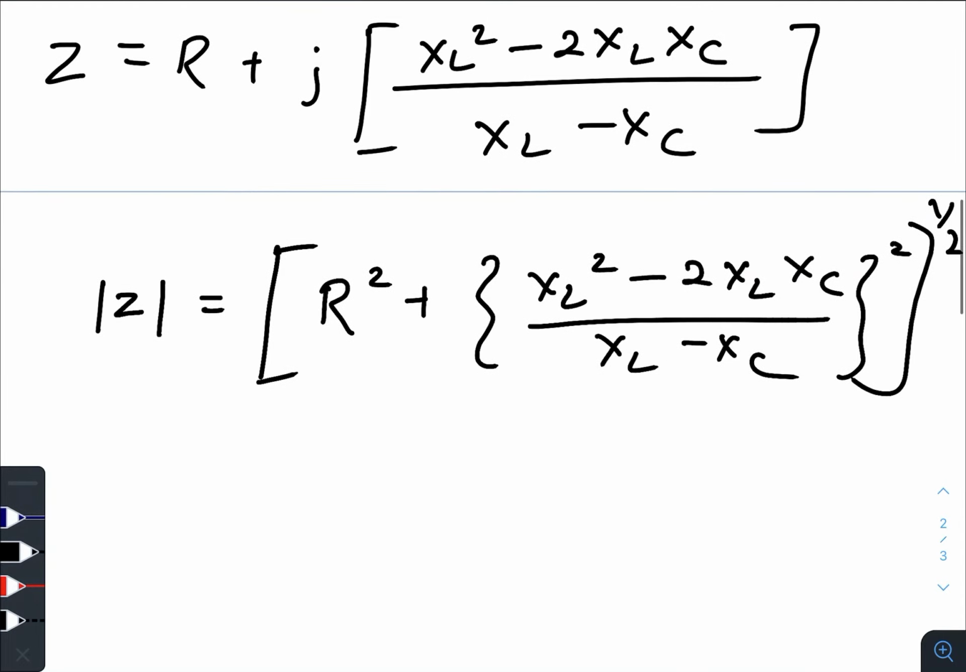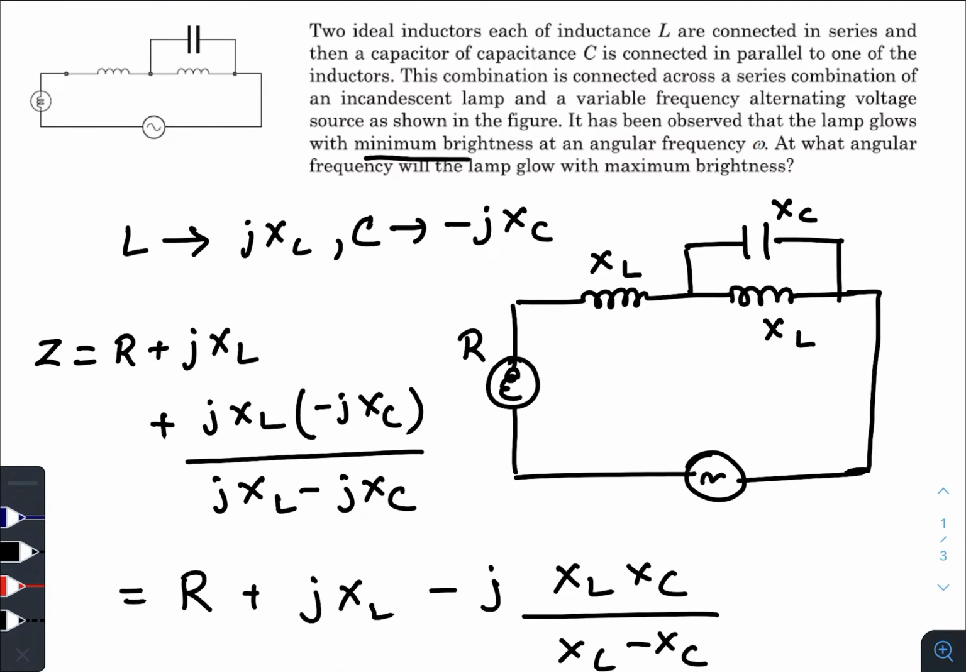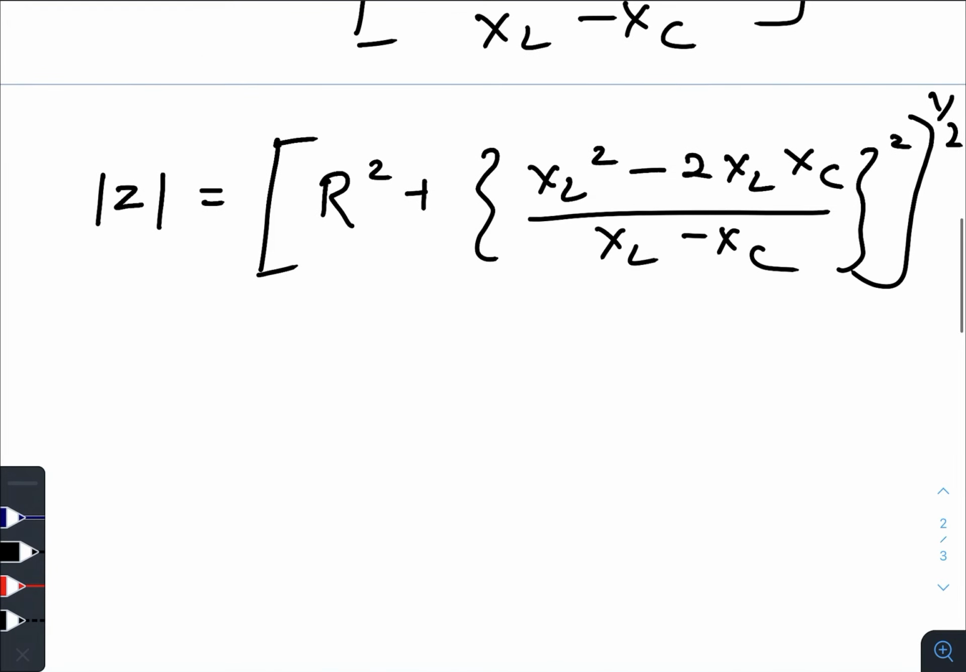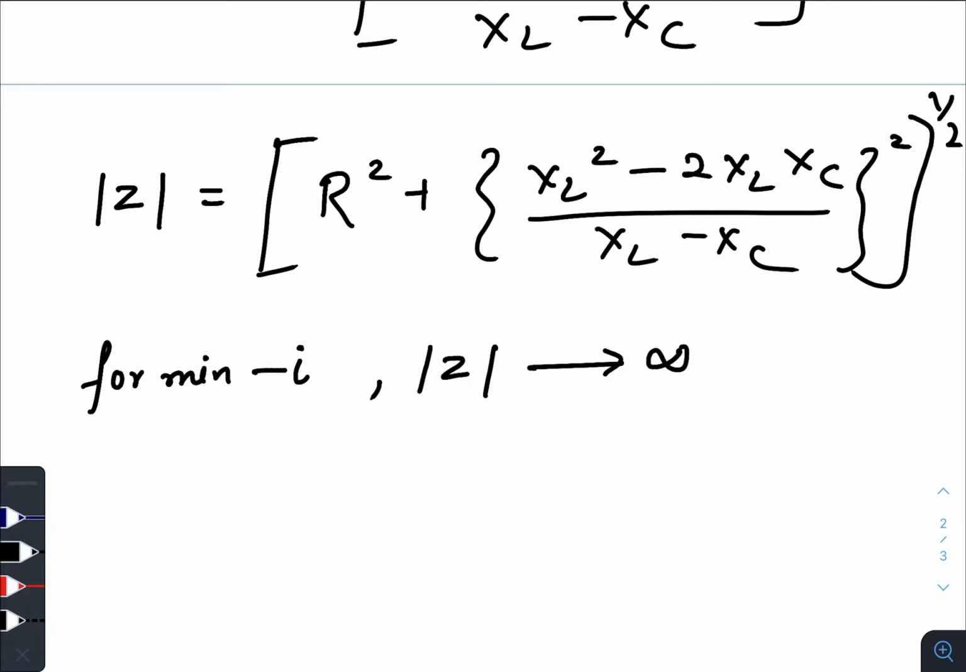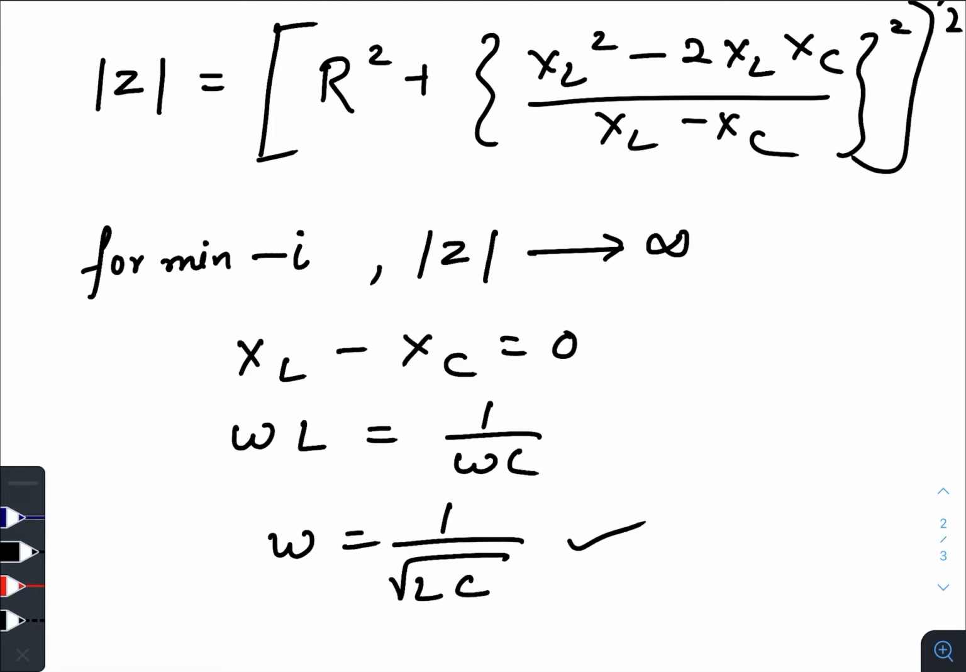Now, as in the question, it is given that brightness is minimum when the angular frequency is omega. For minimum brightness, that means minimum current through the bulb, the impedance must tend to infinity, and this will happen when the denominator tends to 0, that is XL minus XC equals 0. So omega L will be equal to 1 by omega C. So the frequency for minimum brightness is 1 by root LC.